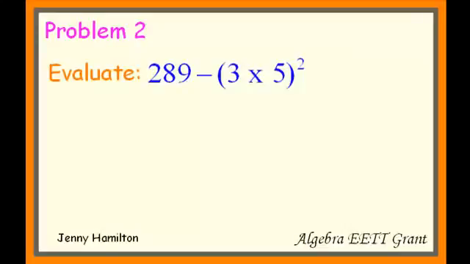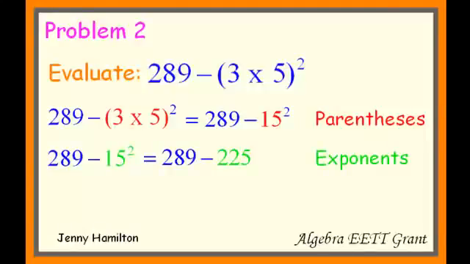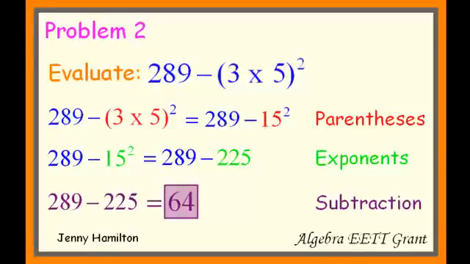So for problem 2, we're going to evaluate 289 minus the quantity 3 times 5 squared. Well, how do we do this one? According to the order of operations, we must do what's inside the parentheses first. So if we simplify the 3 times 5, we're going to get 15. Now we have to do the exponent. So 15 squared is 225. Now there's only one step to go, and 289 minus 225 will give us a total of 64. So that is our answer for this expression.